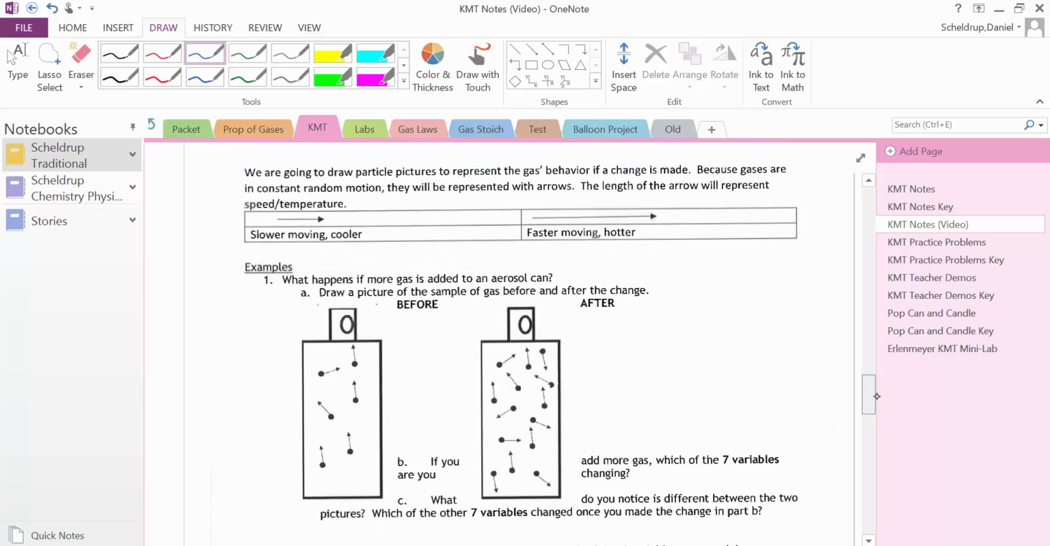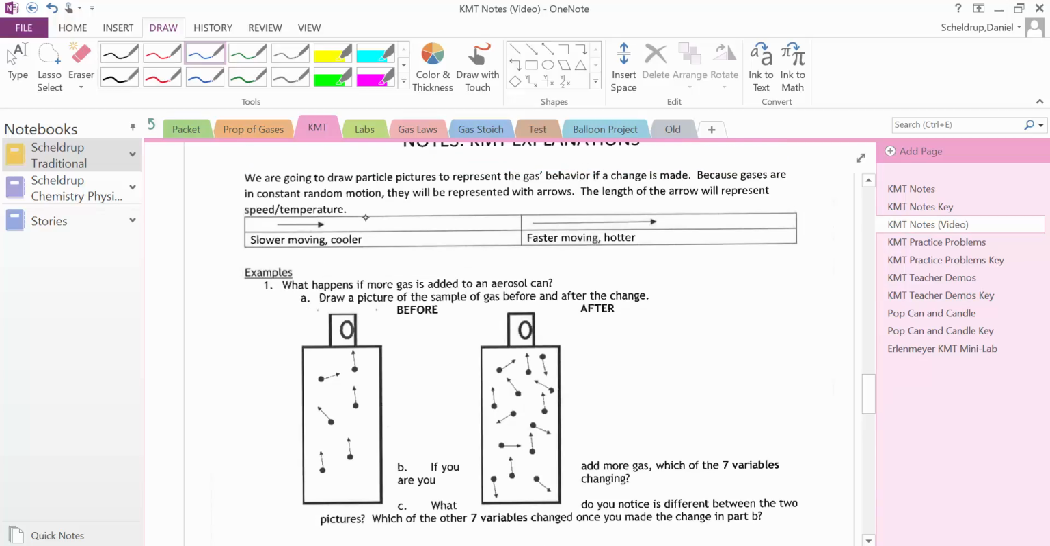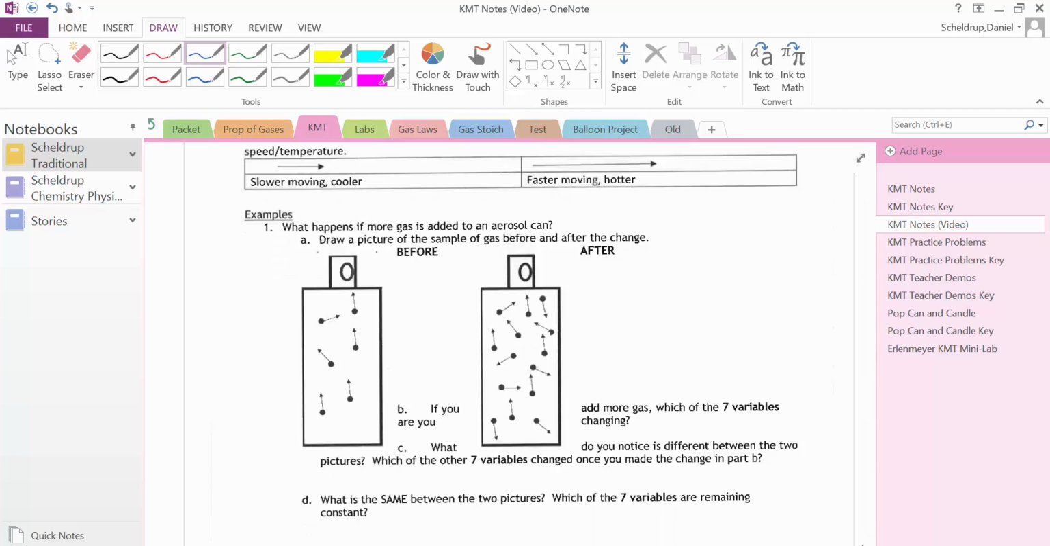So in this first picture, at least this top little graph here, it references the speed of the particles. The arrow represents the speed. So the longer the arrow you draw, the faster the particles are moving in that sample. Notice that all of the arrows are the same size. So it implies that the temperature of the first spray paint can is exactly the same as the second spray paint can, but it says that you are adding more gas. If you're adding more gas, which of the 7 variables are you changing? Well, the amount of gas inside of that container is what we refer to as the number of moles of the gas particles. So it's the N in that particular case.